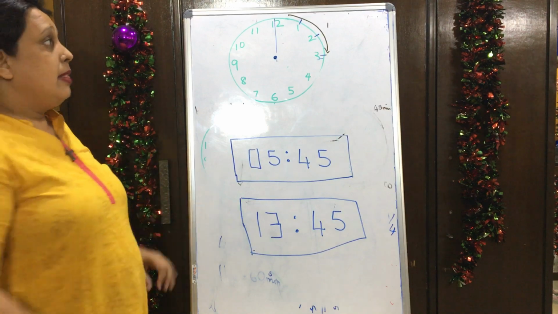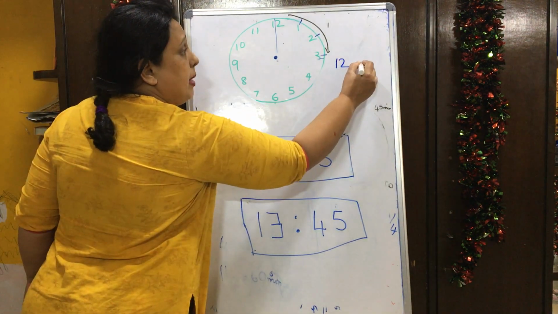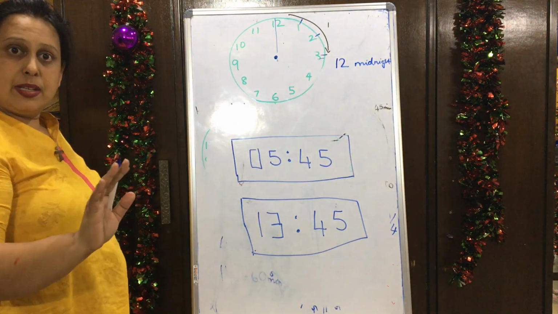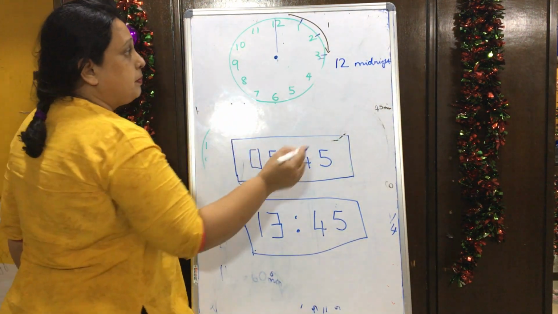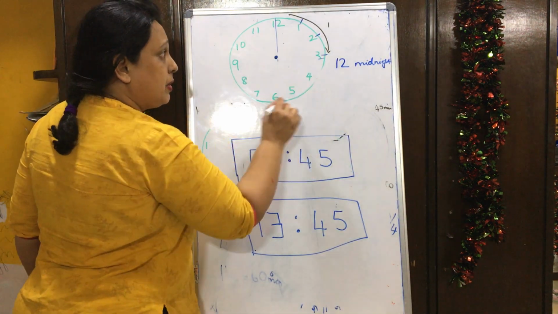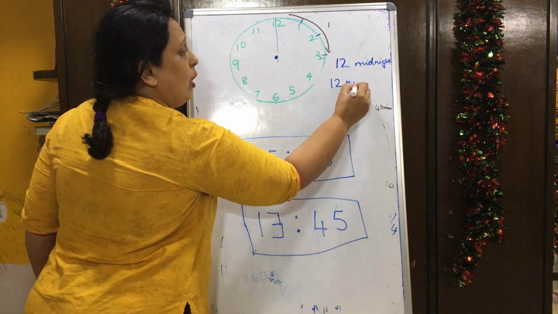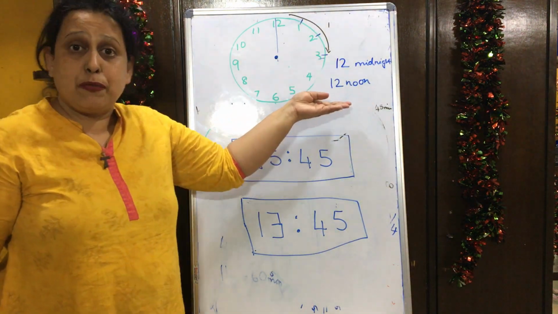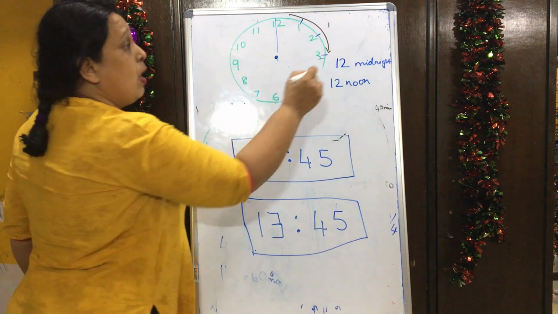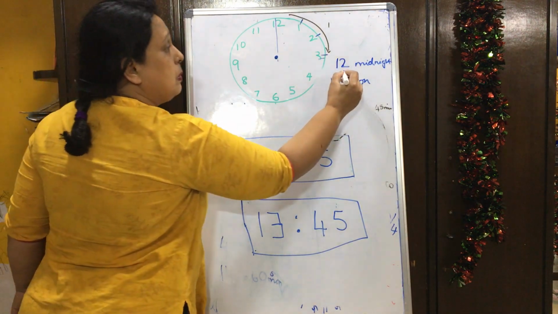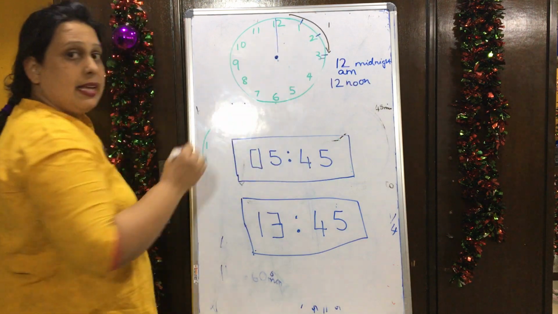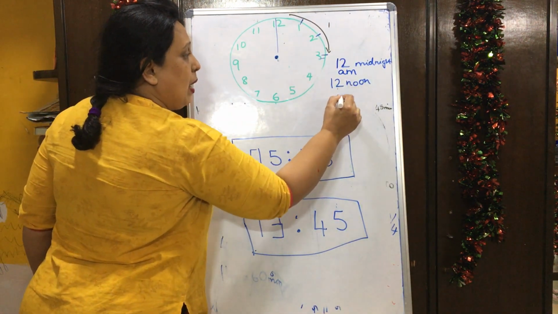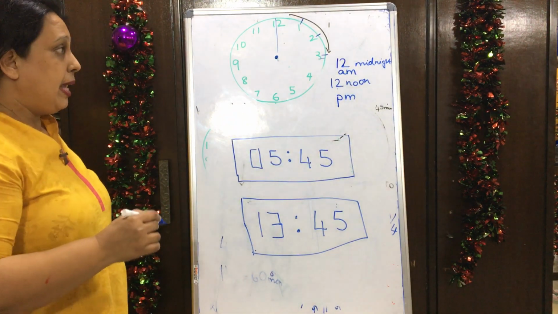Now we know that 12 midnight, okay, that is 12 midnight. Then after 12 hours, we have 12 noon. This is in the afternoon. It tells us that this is going to be afternoon. So the time from 12 midnight to 12 noon is called AM. And from 12 noon to 12 midnight, we say it is PM.